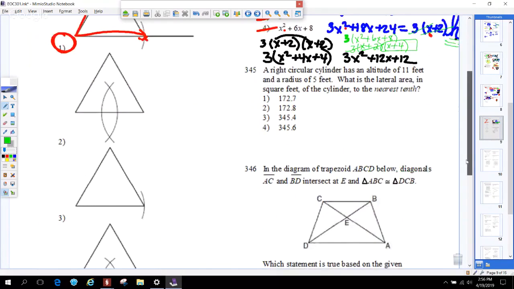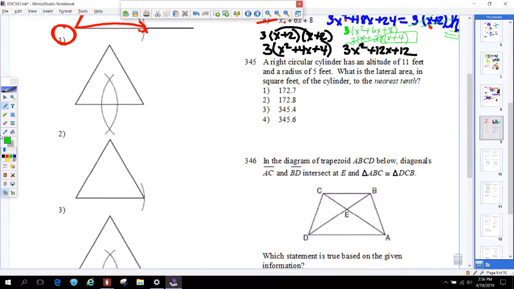All right, a circular cylinder has an altitude of 11 feet. So let's draw a cylinder. Altitude means if you draw a line straight down from here to here, that's 11 feet. A radius of 5 feet. What is the, oh, lateral area. Never mind, you don't have to do lateral area.